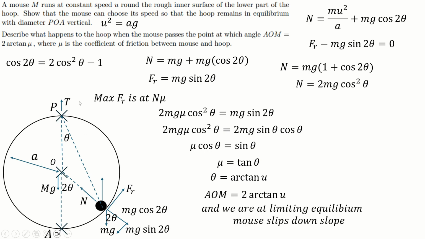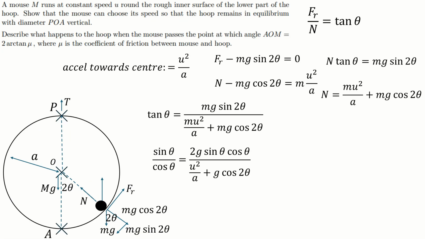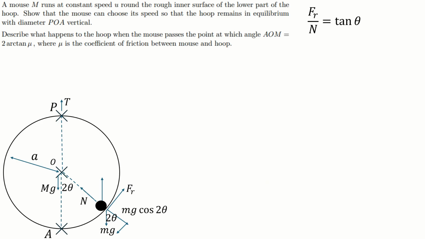Now, even more specifically, what happens to the hoop itself if the mouse starts slipping down? Well, of course, it's going to rotate. Which way is it going to rotate? We can head all the way back to our moments equation to find out. I think probably the easiest way to see it.